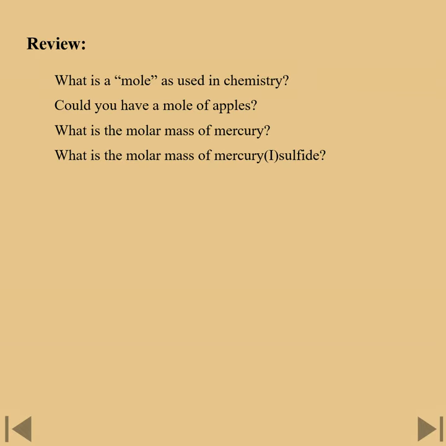Mercury being +1 and sulfide being -2, I need 2 mercuries and 1 sulfide. And now with that formula, I can see the molar mass is going to be the sum of 2 mercuries, so twice 200.6 grams per mole, and 1 sulfide at 32.1 grams per mole, or 433.3 grams per mole.